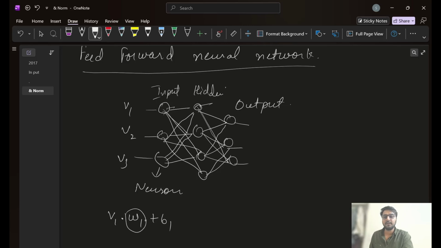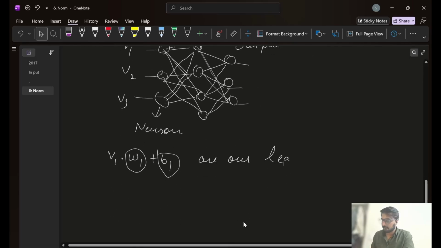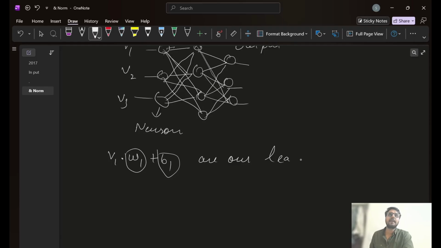Okay, so these w1 and b1 are our learnable parameters, and whenever I'm saying learnable parameters, that means that during backpropagation, these learnable parameters will change, so that when we provide input, it will generate good output.